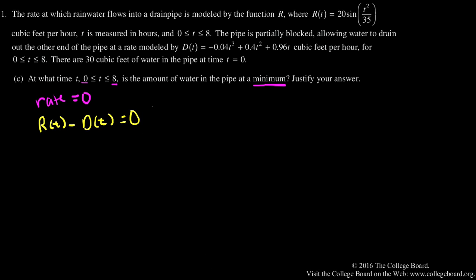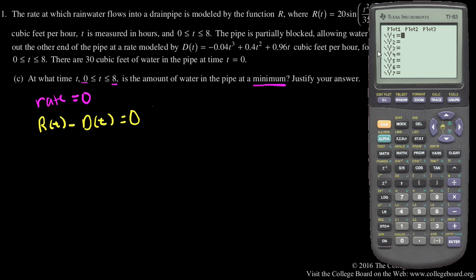Easiest way to do that is to go to the calculator and graph that. So I'm going to do 20 sine of x squared over 35 minus this function, negative 0.04 t cubed, or x cubed in this case, plus 0.4. I probably should put parentheses around all of this. Let me fix that. (0.4x squared) plus 0.96x.